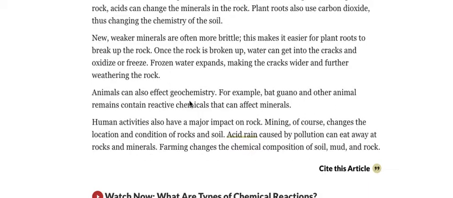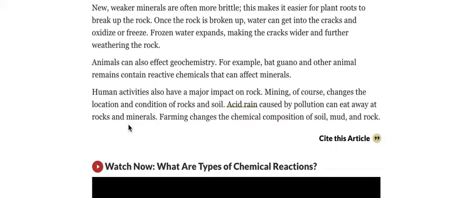Animals also affect geochemistry. For example, bat guano, or bat poop, and other animal remains contain reactive chemicals that can affect minerals. Human activities also have a major impact on rock. Mining, of course, changes the location and condition of rocks and soil. Acid rain caused by pollution can eat away at rocks and minerals. Farming changes the chemical composition of soil, mud, and rock.